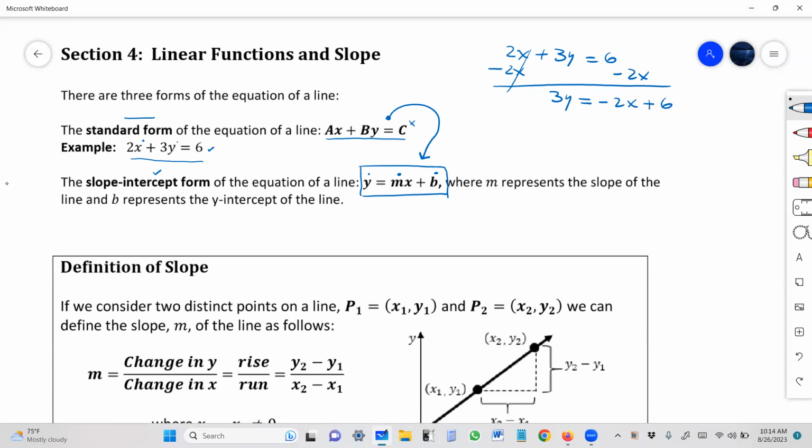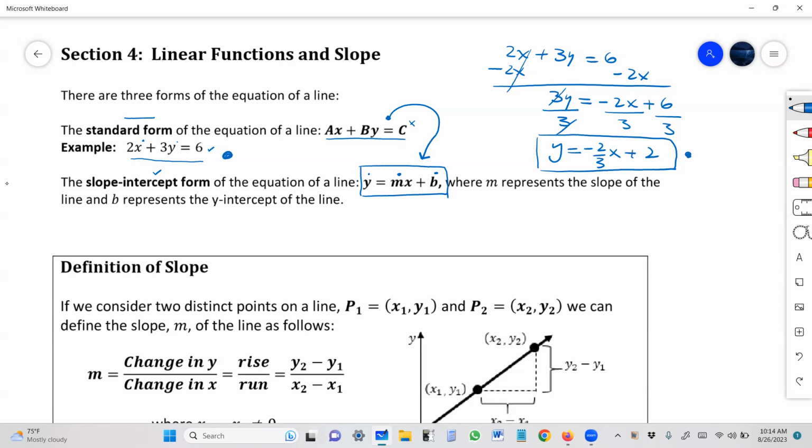And now, in order to make this equation into the slope-intercept form, I cannot have any number multiplying the y. So I have to divide everything by 3. When I do this, both 3's cancel. I have y equals negative 2/3 x, 6 divided by 3, positive 2. So this is the equation of the line that we are interested in working with, not the standard form as you see over here, but the slope-intercept form that we see over here.